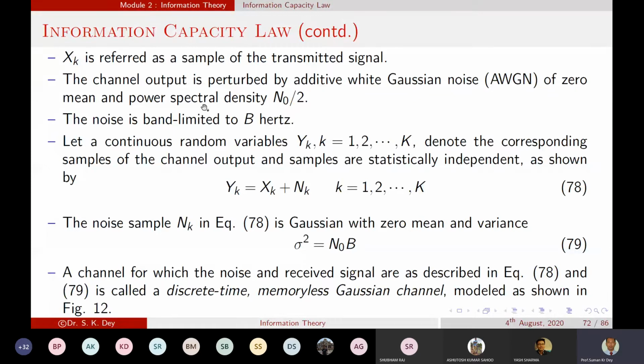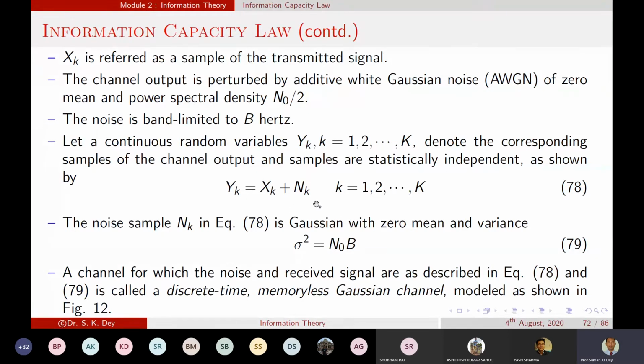Okay, this is what we are considering. The noise is band limited. Whatever noise is present in the channel is considered band limited to B hertz, the same as the input. So the continuous random variable Yk denotes the corresponding samples of the channel output. Samples are statistically independent, and Yk is equal to X of k plus N of k.